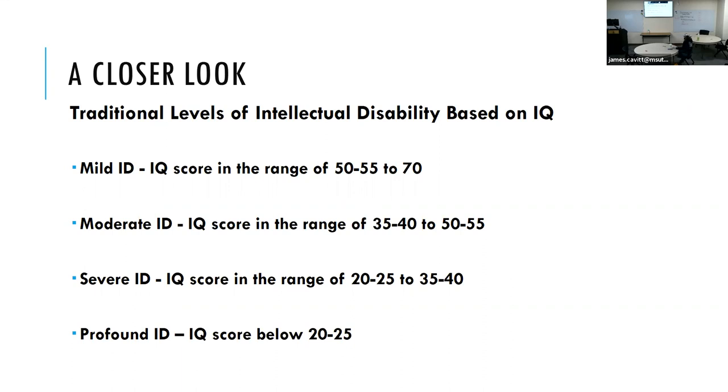Then when we see kids in what we used to call moderate IQ, we used to call the mild and moderate educable because they could be educated in the general program. 35 to about 55 IQ, that's pretty significantly low, and they're going to start struggling and need a lot more support. Then severe intellectual disability is 35 to 20, and then profound is below 25 or below 20. So that's the old traditional levels of IQ, and we don't use those very much anymore.